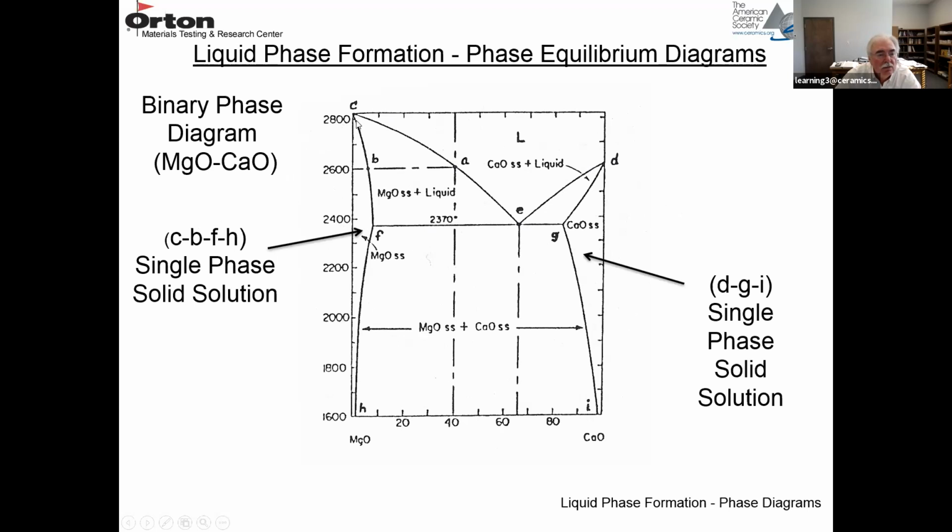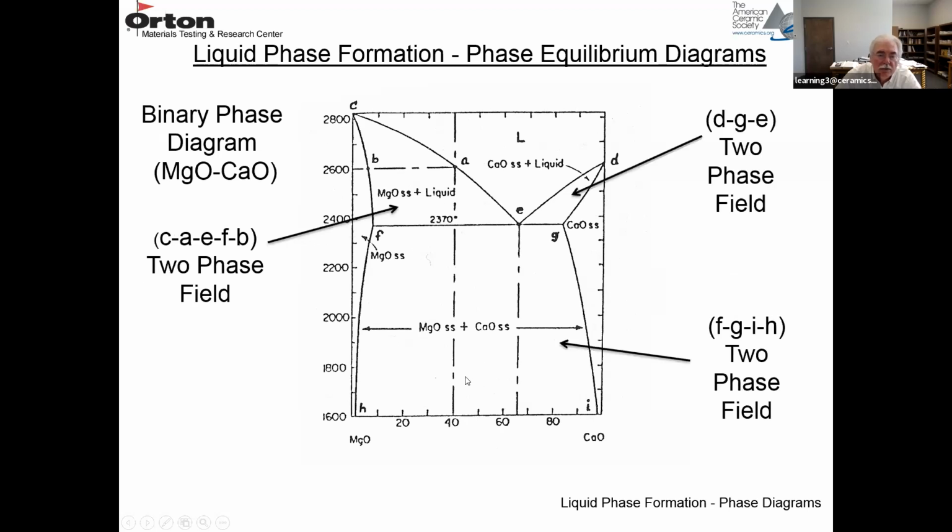So I just mentioned that CBFH, this region here, is a single phase solid solution. DGI is another single phase solid solution. There are also two-phase regions. I mentioned MgO and CaO. Well, there's two different distinct phases there. And that's FGIH, that region there.